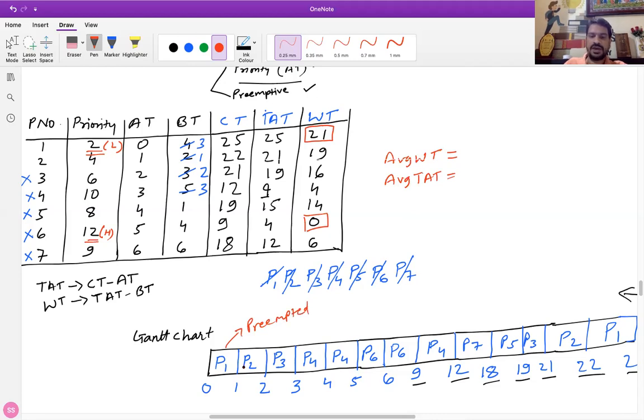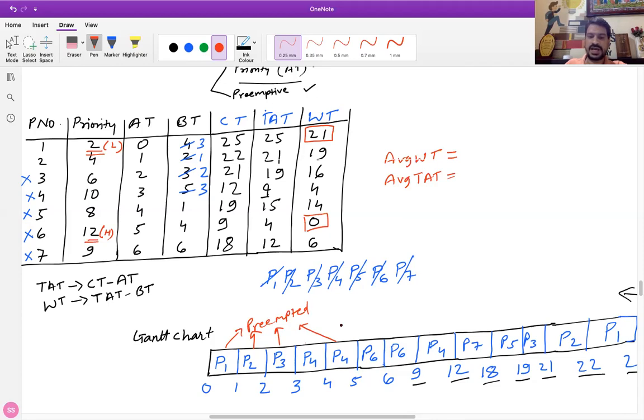In the same way, P2 is executing, it is also preempted. P3 is executing and it has also been preempted because a new higher priority process came into existence. Then P4 is executing, it has also been preempted after this particular point. Then P6 is coming, because P6 has the highest priority, it will be executing. Then P4 has the highest priority, it will be given the chance. Then P7 has the highest priority, that is coming.